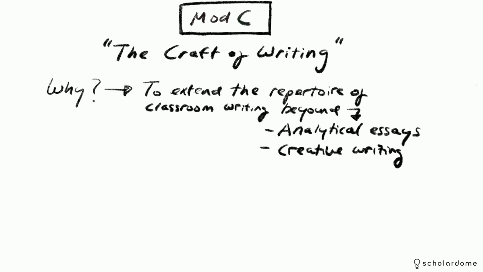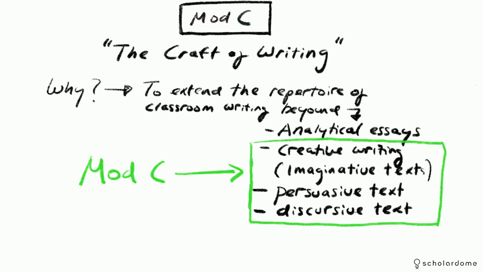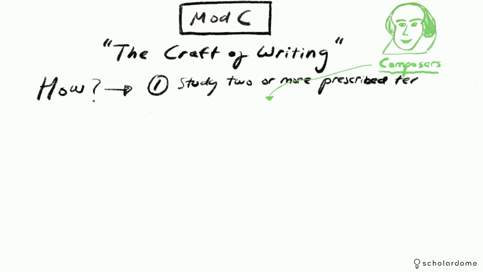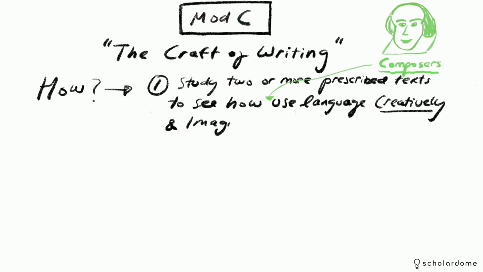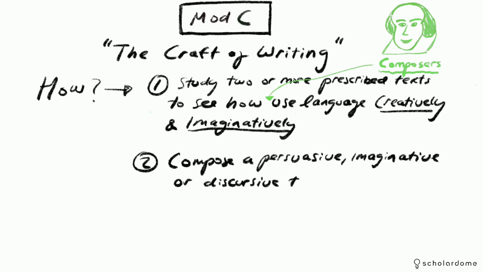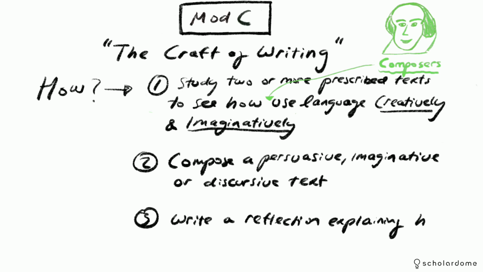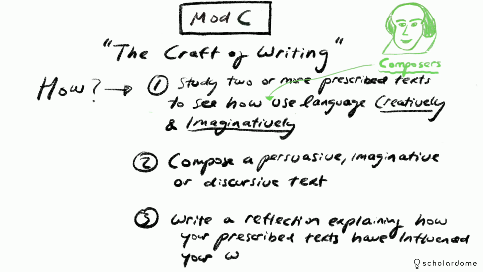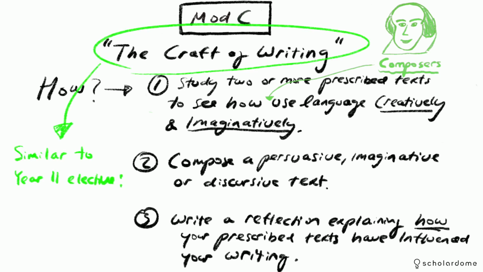Having said that, creative writing isn't completely gone because in this module, you could write a persuasive, imaginative, or discursive text. So in this module, you'll first study at least 2 short prescribed texts in class to see how different composers use language creatively and imaginatively for their intended purpose. Now, after you've analysed a prescribed text, you'll need to work on your own writing and compose a piece of persuasive, imaginative, or discursive text with a reflection component where you'll need to explain how your prescribed texts have influenced your writing style. As you may tell, this is very similar to the Year 11 elective called Reading to Write.